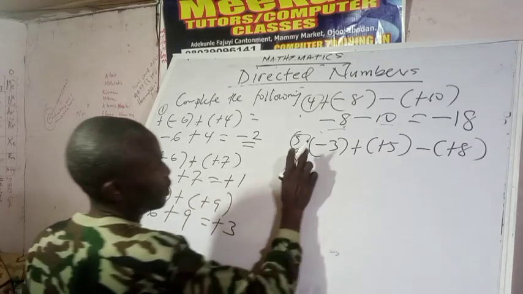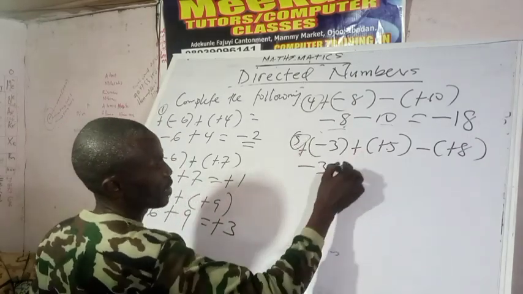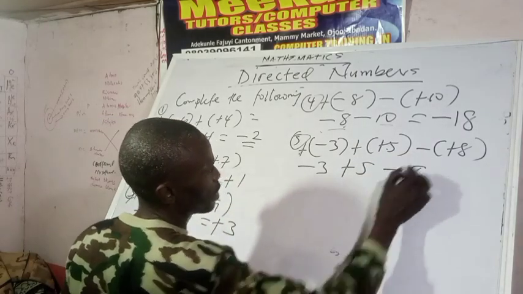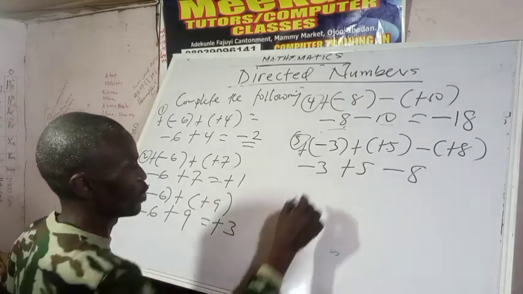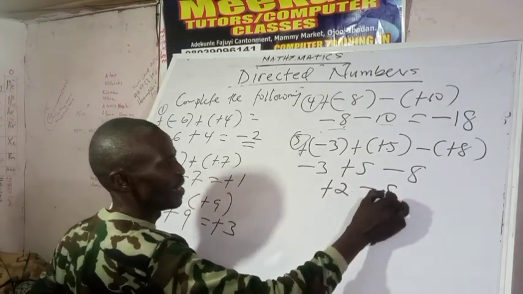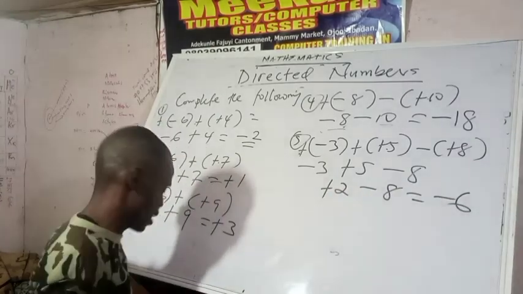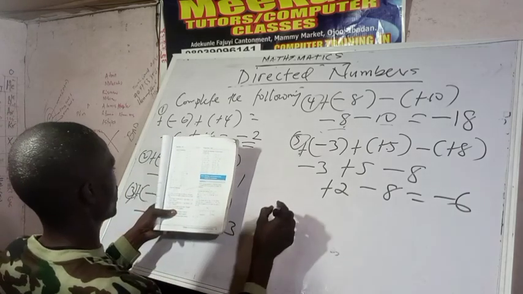What to do here? Now this one, you put plus here. Plus minus, you have minus 3. Plus times plus, 5. Minus plus, what do you have? Minus 8. First start from here: minus 3 plus 5, what do you have? Plus 2 minus 8. Plus 2 minus 8, what do you have? Minus 6.